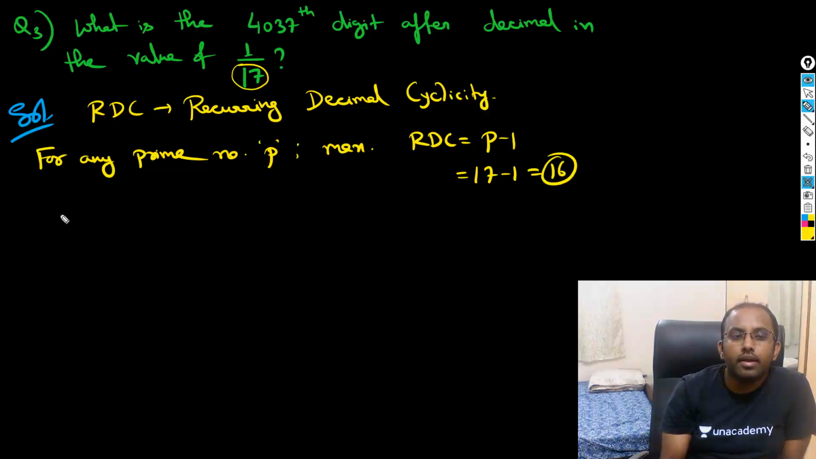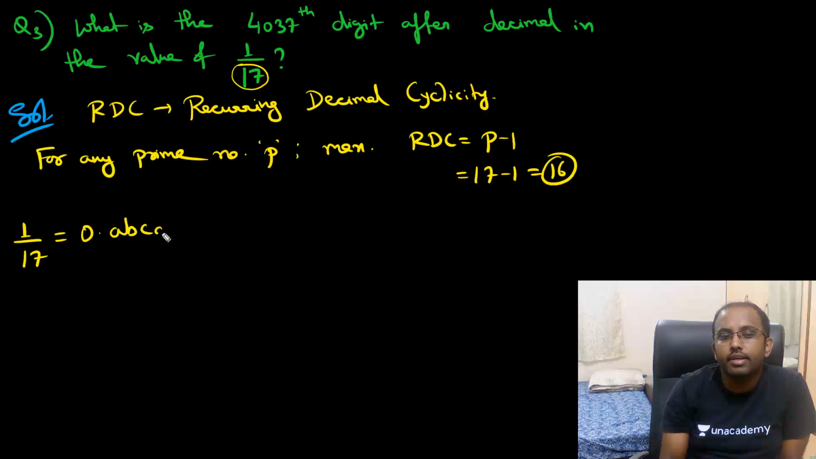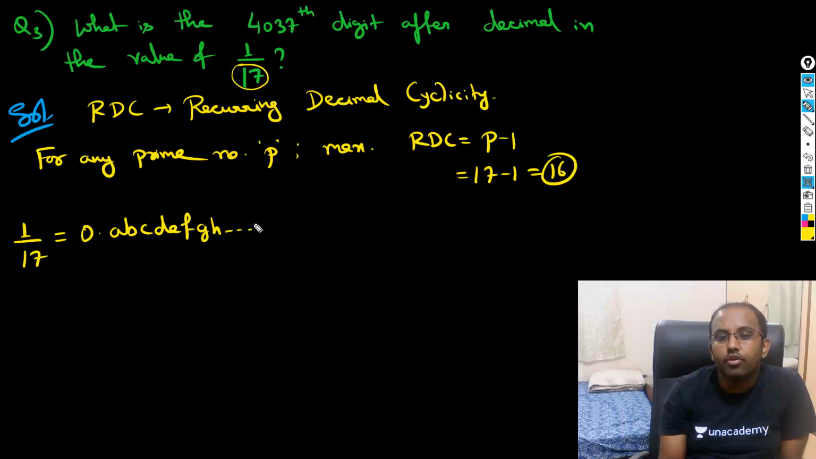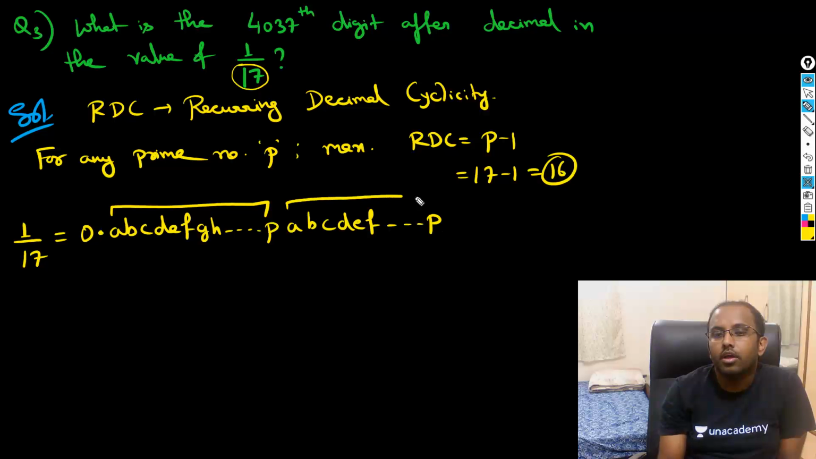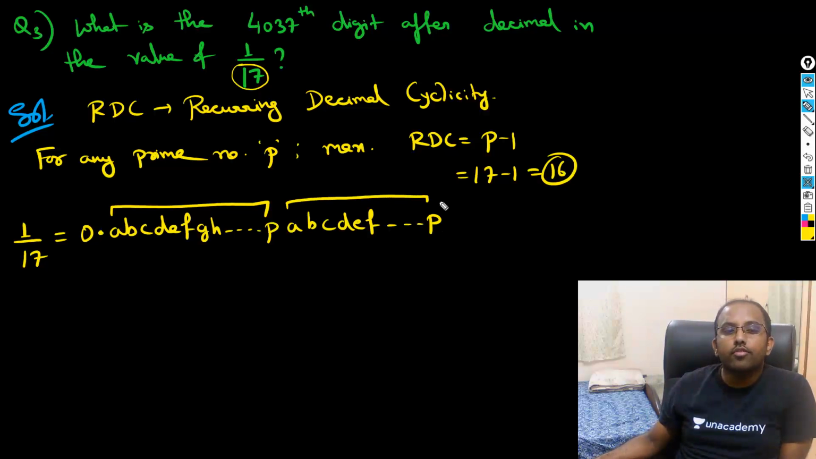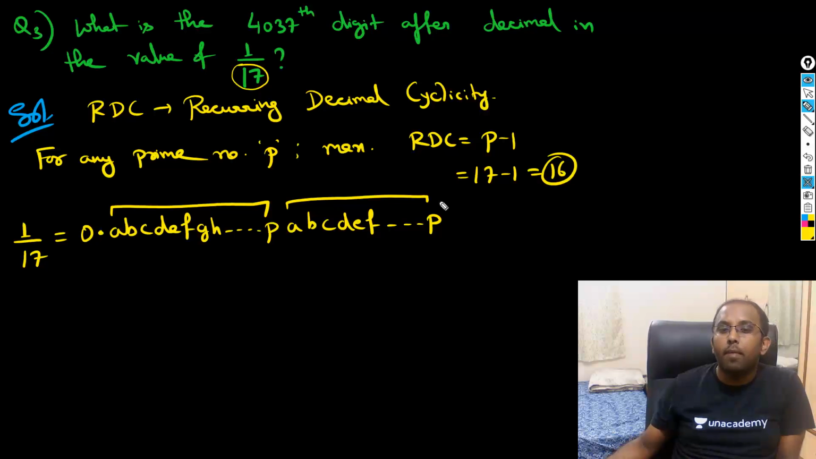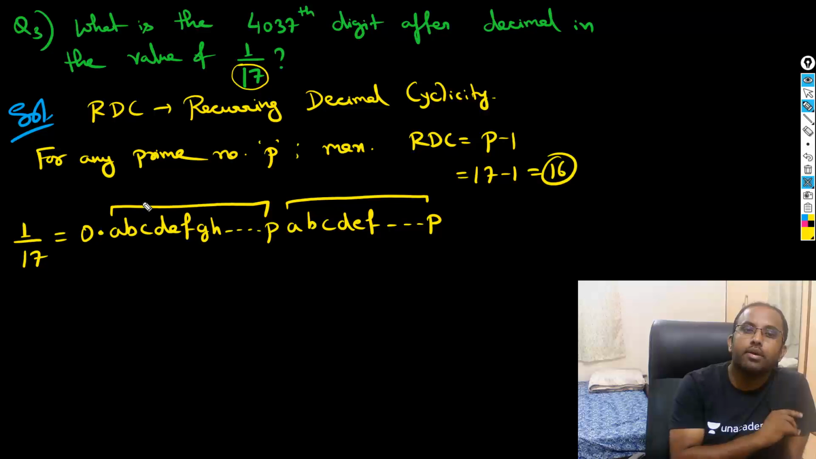That basically means that if I write the value of 1 by 17, let's say right now I don't know, 0 point A, B, C, D, E, F, G, H, it will go until the 16th digit, let's say P, and after that again it starts repeating, A, B, C, D, E, F until P. So this is the fund of RDC, right? This is the maximum; it can happen somewhere in between also, but 16 is the maximum.